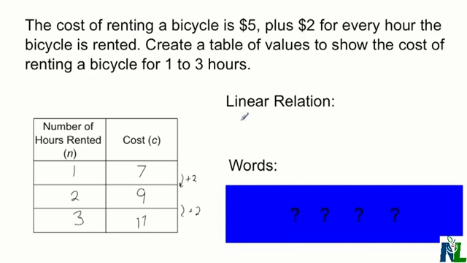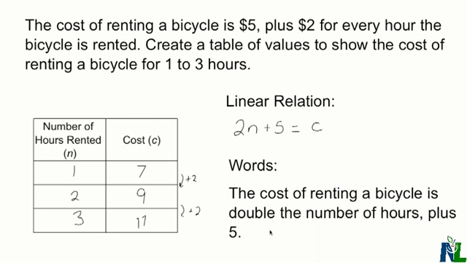Since the cost is increasing by $2 for every hour, I know that 2 is my coefficient and it's dependent on the number of hours the bicycle is rented, but I cannot leave out my flat fee of $5. All of that together will give me my cost. How can I write this in words? The cost of renting a bicycle is double the number of hours plus 5.